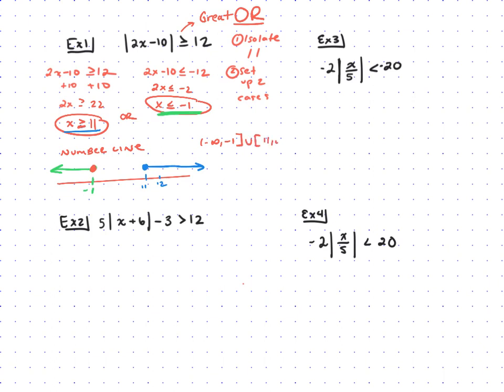Union 11 to infinity. And just read your graph from left to right. So negative infinity to negative 1 and pick up again at 11 to infinity. I like the interval notation.